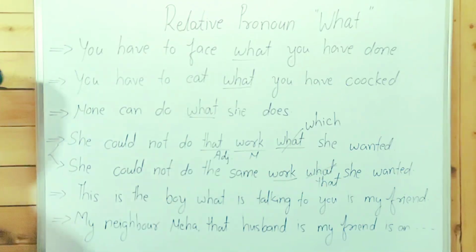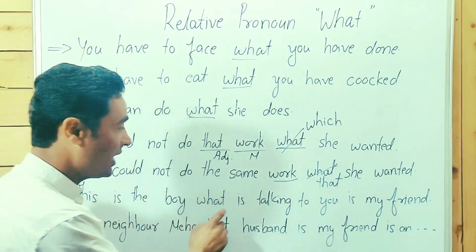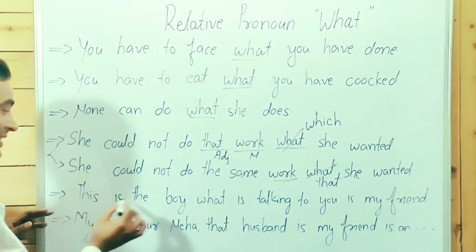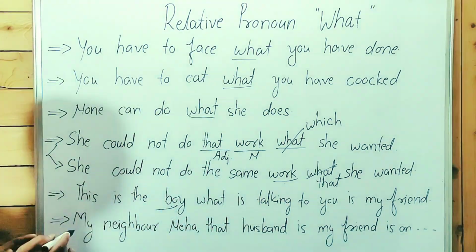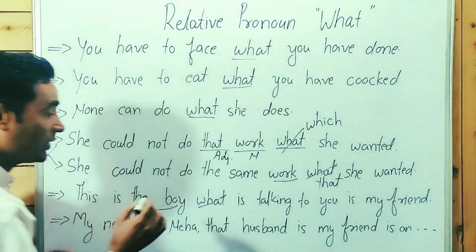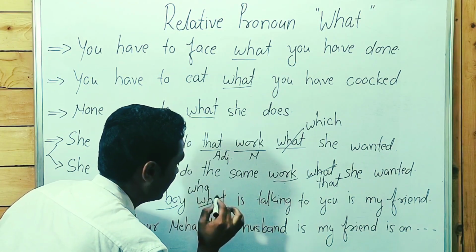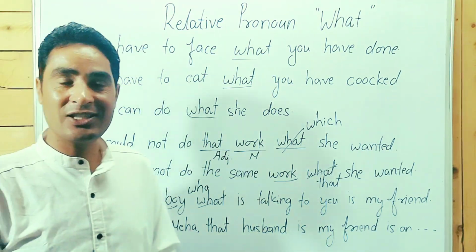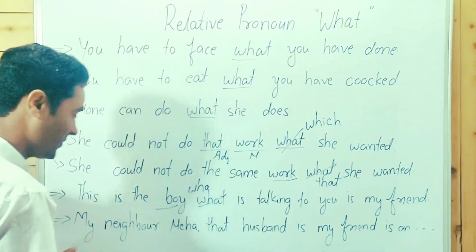I hope you know about it. This is the boy what is talking to you is my friend. Guys, point to be noted, this is the boy. Boy is an antecedent noun, not what. We use who for the subjective case. Who is a correct answer. This is the boy who is talking to you is my best friend.